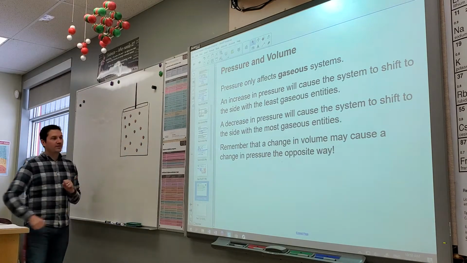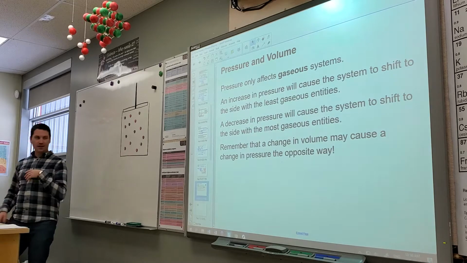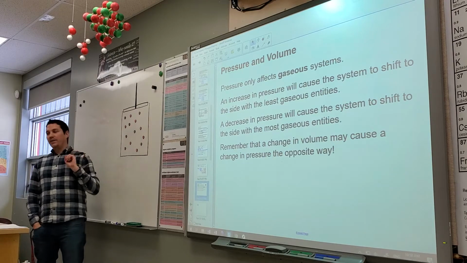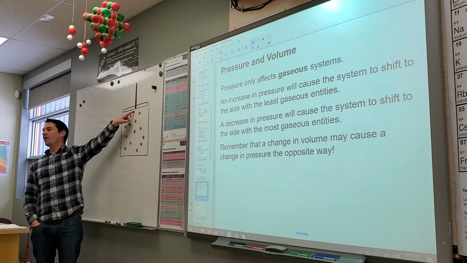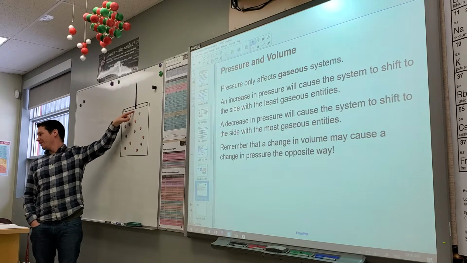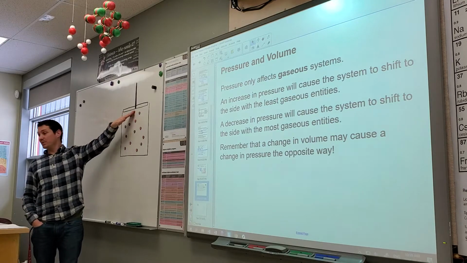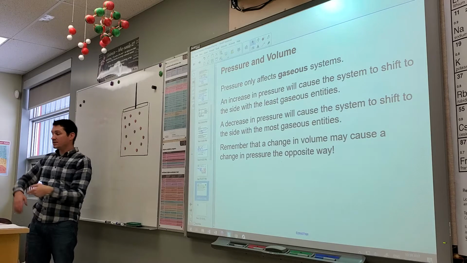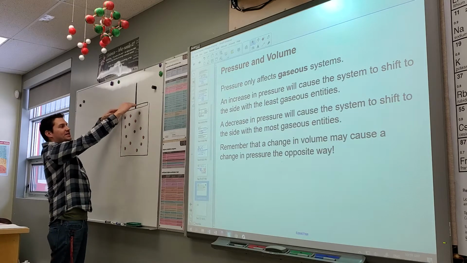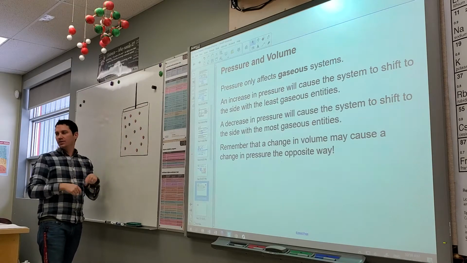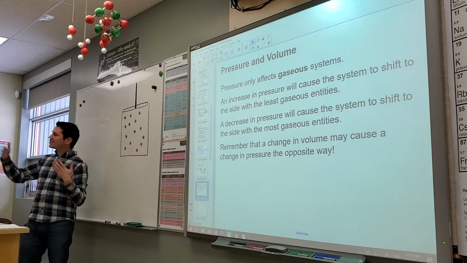I've got just a visualization over on the side here. I've got a container, and the container has a piston on the top. You know what a piston is, right? Like a plunger. Okay, that's fine. Because it's a piston, it can move up and down. So if I took this piston and lowered it, what would happen to the volume of the container? Would it increase or decrease? It would decrease. Okay, so let's do that.